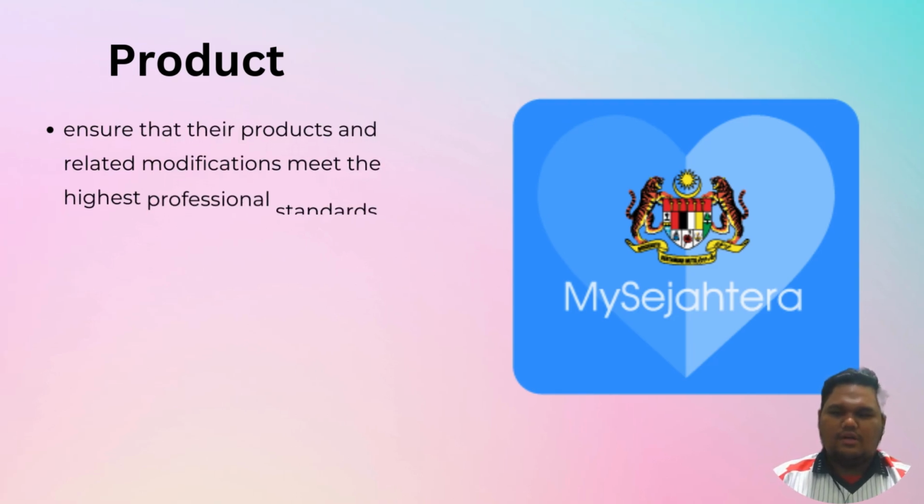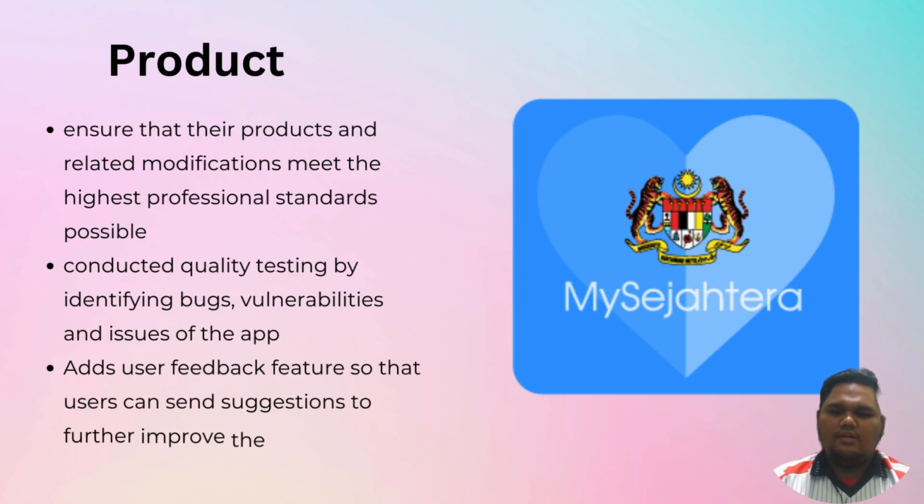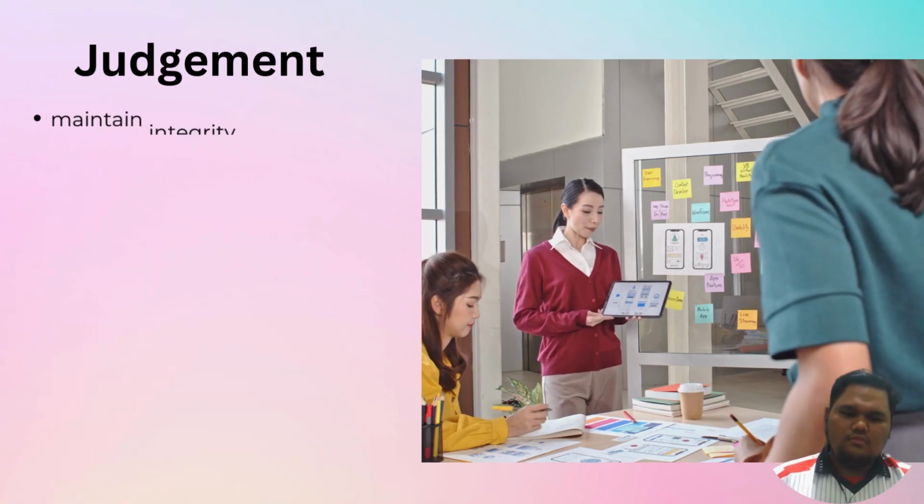Next is product. Software engineers ensure that their product and related modifications meet the highest professional standards possible by conducting quality testing, by identifying bugs, vulnerabilities, and issues of the app. They also add user feedback features so that users can send their suggestions to further improve the app.